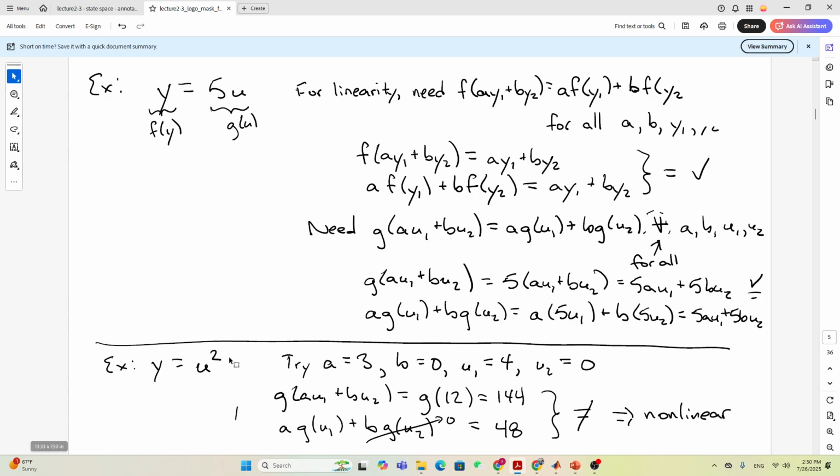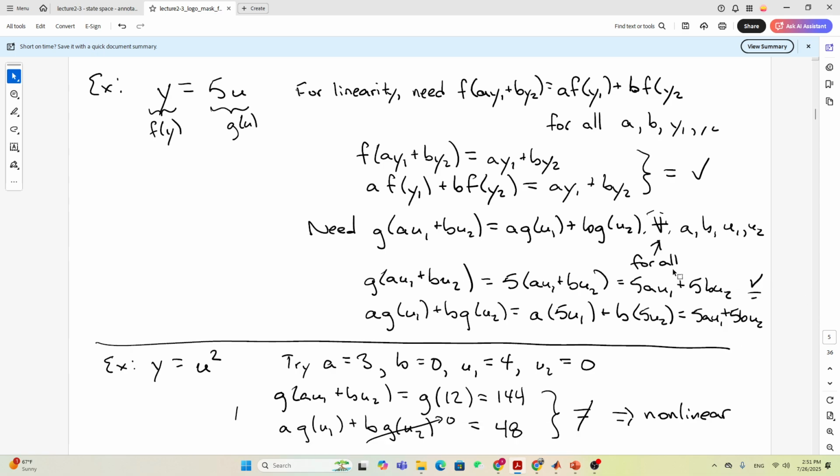And let's use another example, which is a nonlinear system. Your y equals u squared. This time we use actual numbers to try it out. Let's assume a equals 3, b equals 0, u1 equals 4, u2 equals 0 again. g of a u1 plus b u2 is g of 12. And then g of 12, if you plug into this equation, u squared, g of 12 equals 12 squared, which is 144.